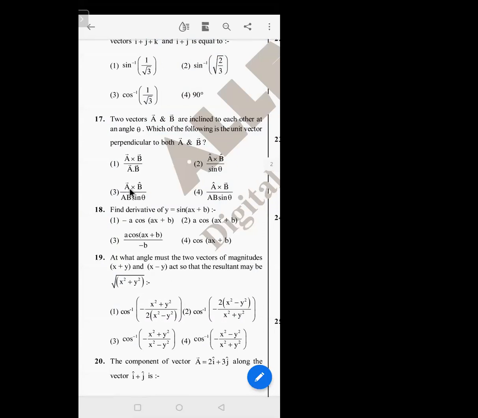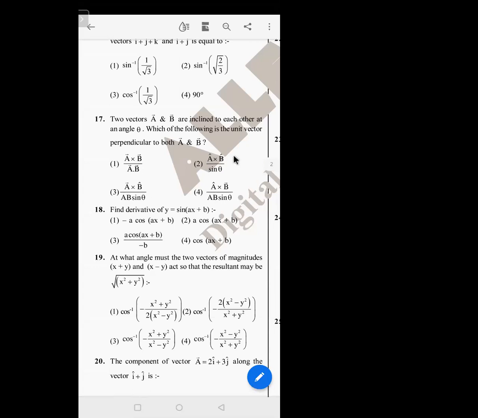Whereas in this one, you see right now, if I'm writing here A bar cross B cap. So if I write B cap right now, what I'm getting, see, this one is nothing but B bar divided by mod B. That means it will become for me B bar divided by B square. And the value will never be equal to 1 because sin theta value is 1. And this value is also some number followed by the direction.